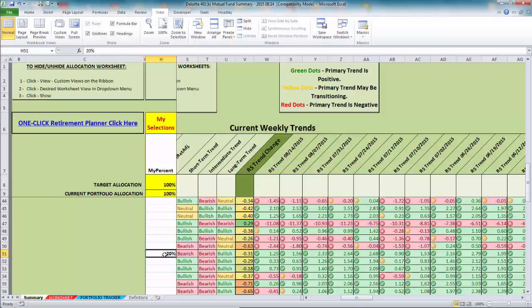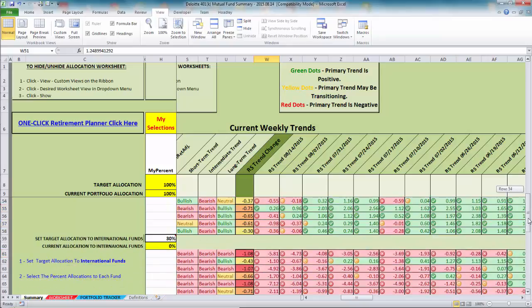We currently have a 20% allocation. It is bullish long term, and we're still showing that we're having a positive valuation in the relative strength trend score. So that said, there's nothing to do with that allocation.